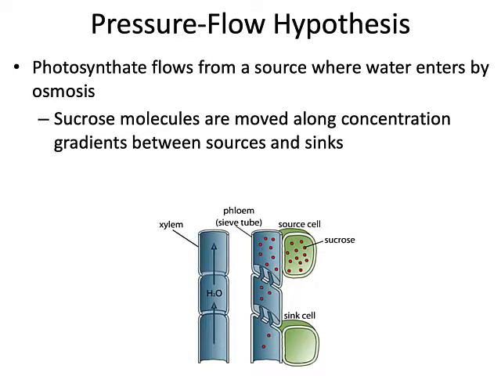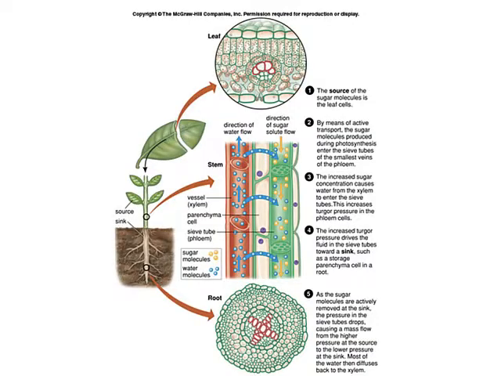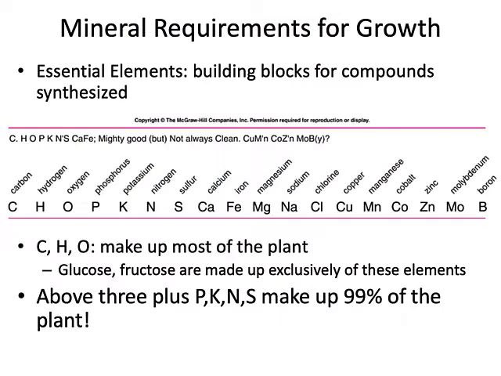Photosynthate flows from a source where water enters by osmosis, and this is best described by the pressure flow hypothesis. Sucrose molecules are moved along concentration gradients between sources and sinks. This diagram from our textbook shows us how these sugars move from sources to sinks.